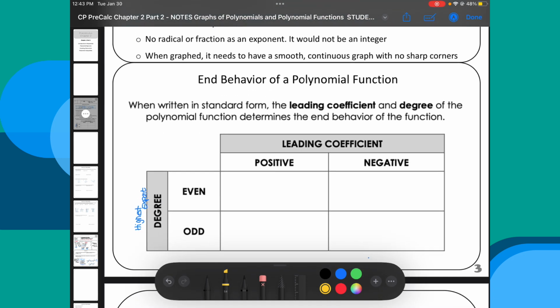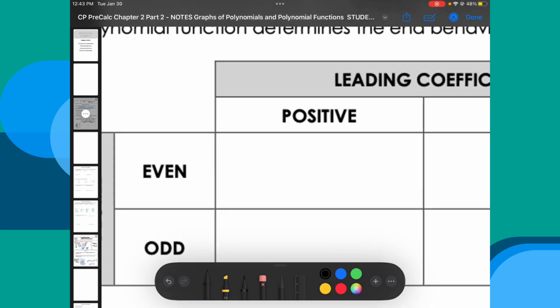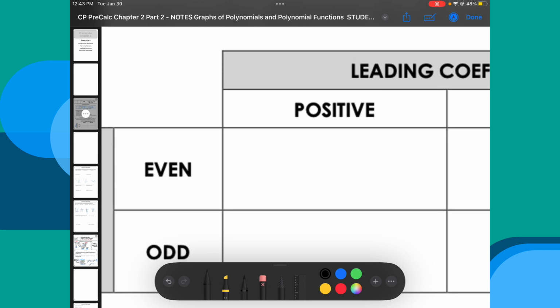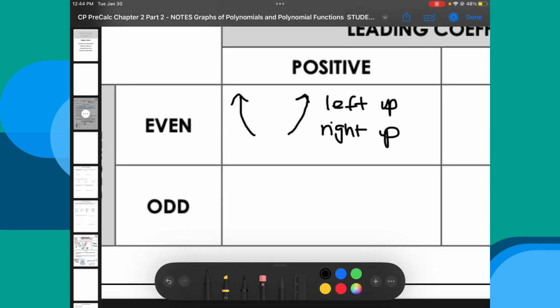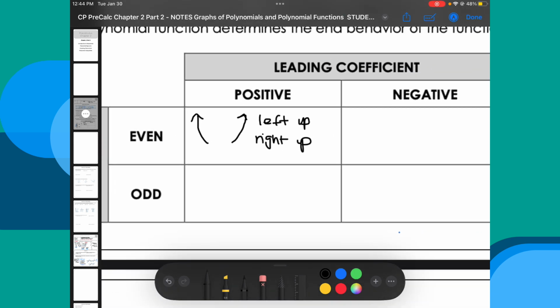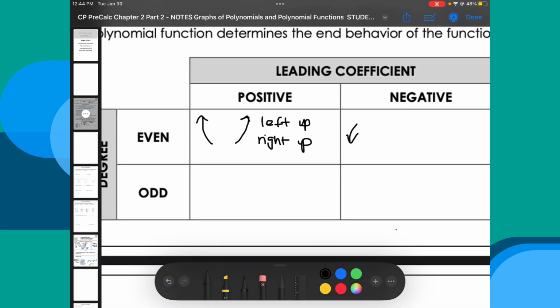To determine the end behavior of a polynomial, we look at two things. We look at the degree of the polynomial, and then we look at the leading coefficient. If the degree is even, 2, 4, 6, 8, and the leading coefficient is positive, the left-hand side will be going up, and the right-hand side would be going up. So we would say left up, and right up. If the leading coefficient is negative and you have an even degree, then the left-hand side would be going down and the right-hand side would be going down.